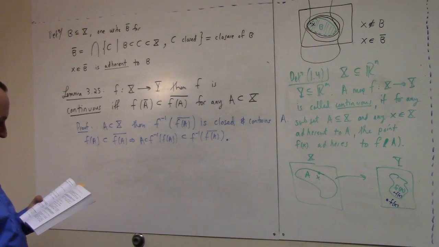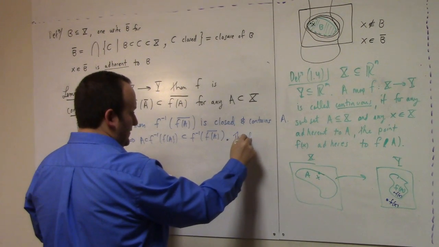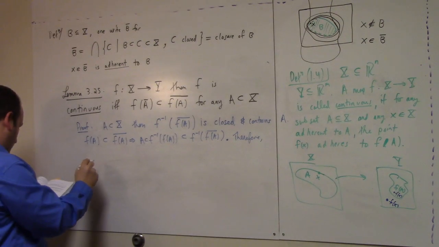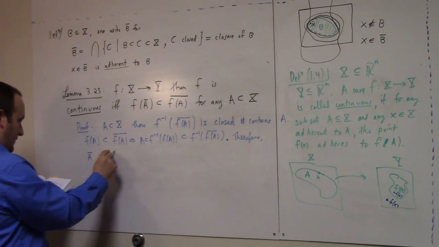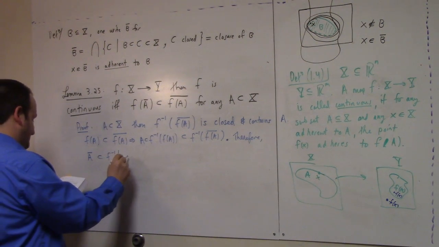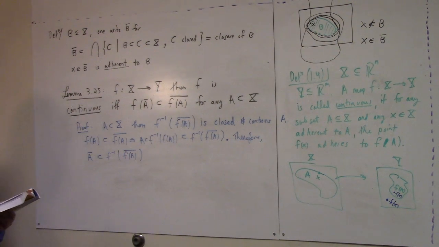So it's closed and contains A. What's that mean? It means it's a subset of the closure of A. Right. So therefore, we have that A closure is a subset of the inverse image of the closure of f of A. Because the closure of A is the intersection of all closed sets containing A.